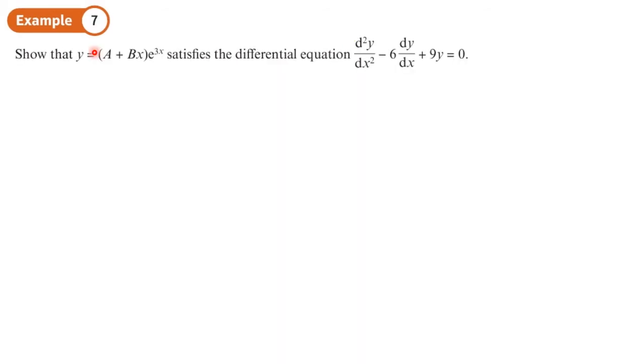So this example is different. We don't actually need to solve this equation. This is the solution. We want to show that this is a solution. So it means differentiating it twice. When we differentiate it once, we'll put it here. We'll take away 6 lots of this differentiated. We'll add 9 lots of this, and we should get 0.